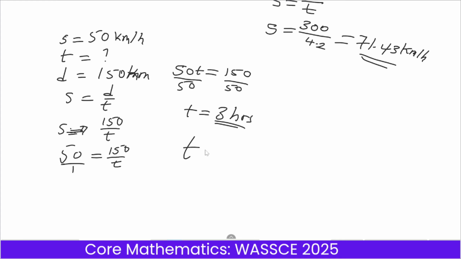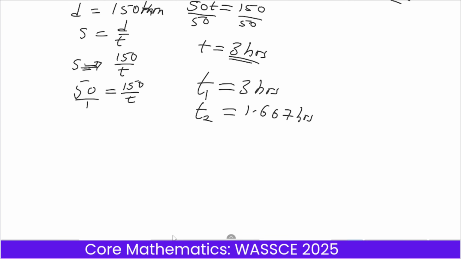So our initial time now is 3 hours. And then our time for the remaining part of the journey, you can call it T2, and call the initial time T1. The remaining part of the journey, which we got, was 1.667 hours. So now to get our total time for the entire journey, we sum T1 plus T2, which is 3 hours plus 1.667. In this case, we are getting a value of 4.667 hours.